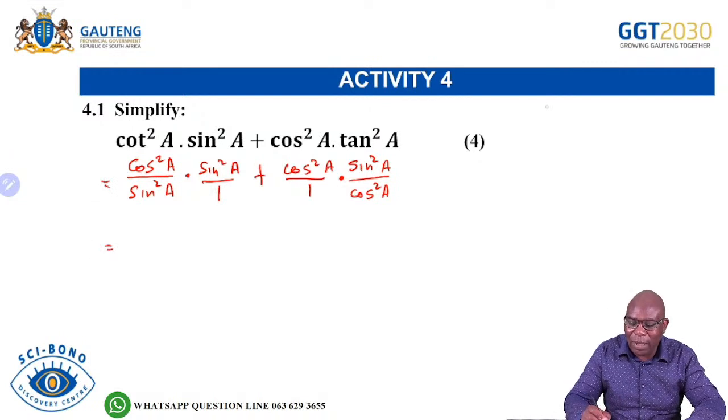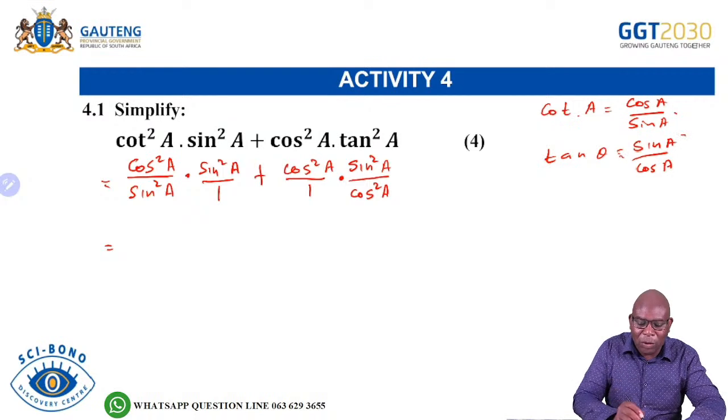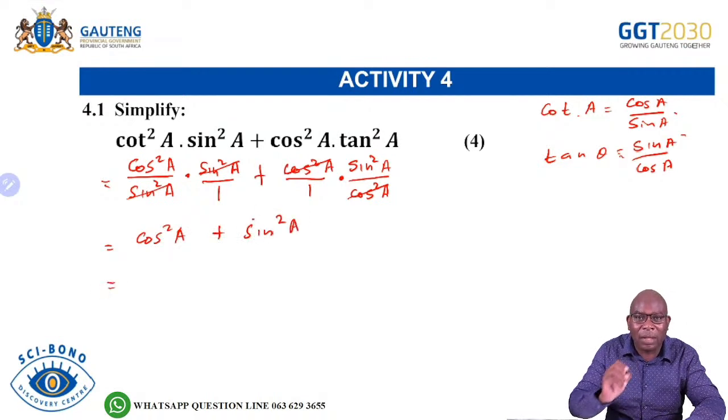So knowing that my cotangent can be changed to cos A over sine A, and knowing that the tangent is the reciprocal of this one, it must be sine A over cos A. If it's squared, that must be squared. So from here, the sine squared cancels out sine squared, the cos squared cancels with cos squared. I'm left with cos squared A plus sine squared A, and I can hear you saying that is a famous one.